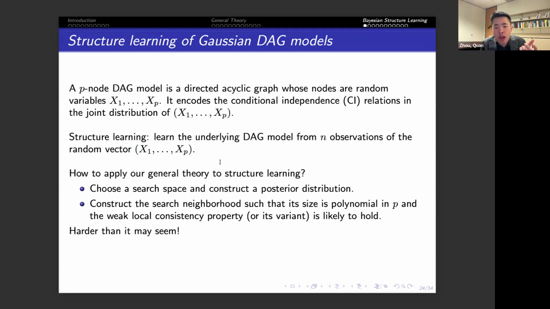Intuitively, if I want to apply my previous general theory to the structural learning problem, then all I need is to construct a random walk Metropolis-Hastings algorithm, and then check if that R greater than M condition can be satisfied. But actually, this turned out to be very, very difficult to prove for the structural learning problem in the high-dimensional setting. You really need to spend a lot of time figuring out what is the right search space to work with, and what search neighborhood to use. If you don't choose them properly, then you won't be able to have any kind of statistical guarantees on the local behavior of the posterior distribution, and of course, your sampler may mix very slowly.